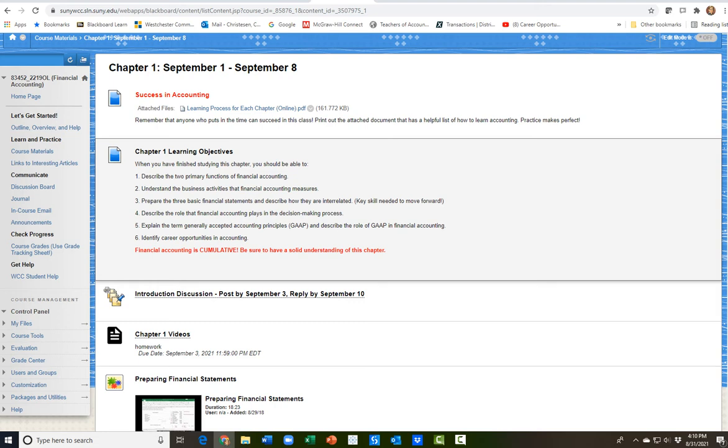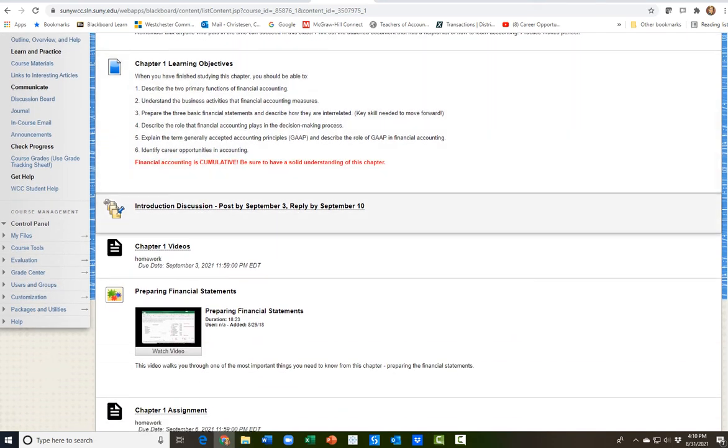Very important. Financial accounting is cumulative, meaning if you don't understand the stuff in chapter 1 and you try to go on to chapter 2, you're going to be in trouble. Okay? So make sure, particularly chapters 1 through 3, that you really get a good understanding of those, because that's the foundation for the rest of the semester.